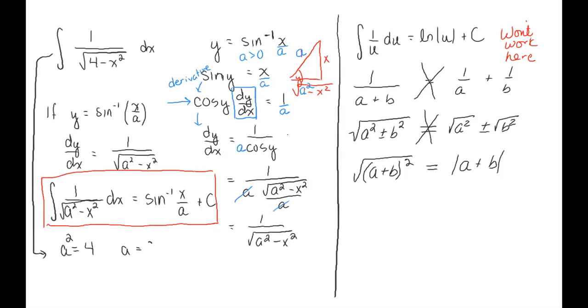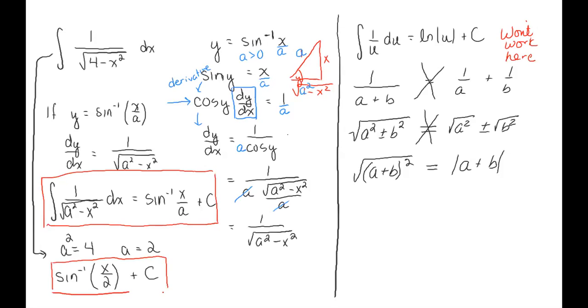And how do we get a again? Can you just re-explain that for a second? Okay, compare our original problem to our formula we just came up with. So we just plugged in a squared for 4. Okay. A squared is 4, so a is 2, and that means that our integral is equal to sine inverse x over a, x over 2 plus C. Why couldn't we just plug a in for 4?